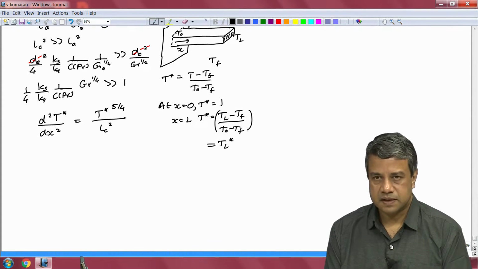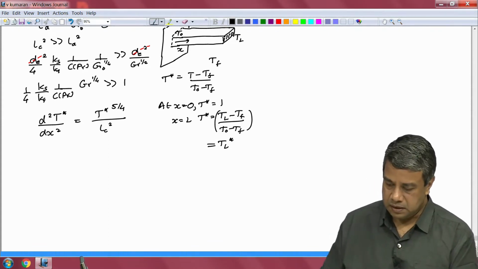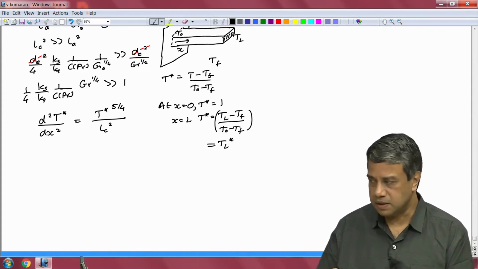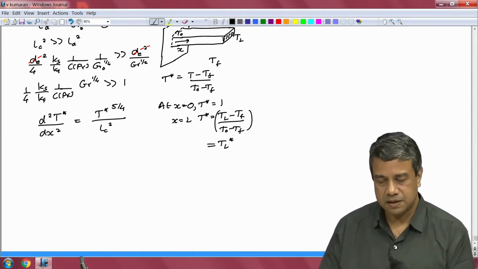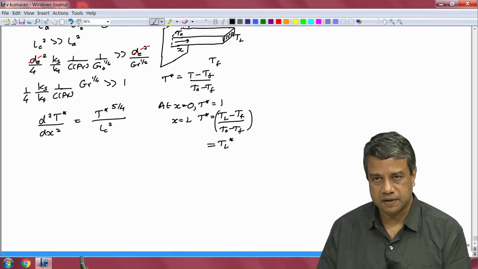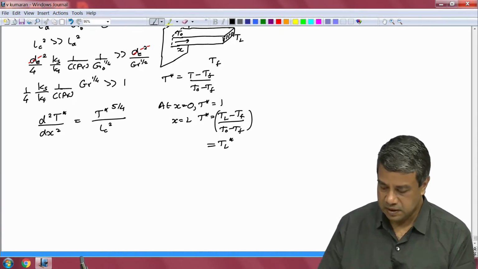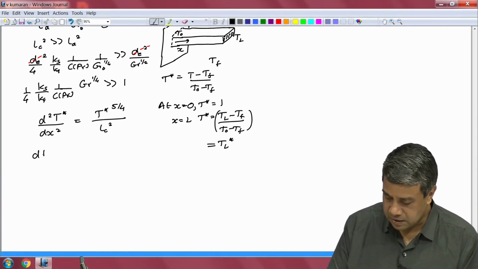How do we solve this equation? This is a second order equation with a nonlinear term on the right side. So, the solution is not as easy. I will just briefly tell you how it is solved and then you can try it out for yourself. The way you do it is to multiply both sides by dT by dx.